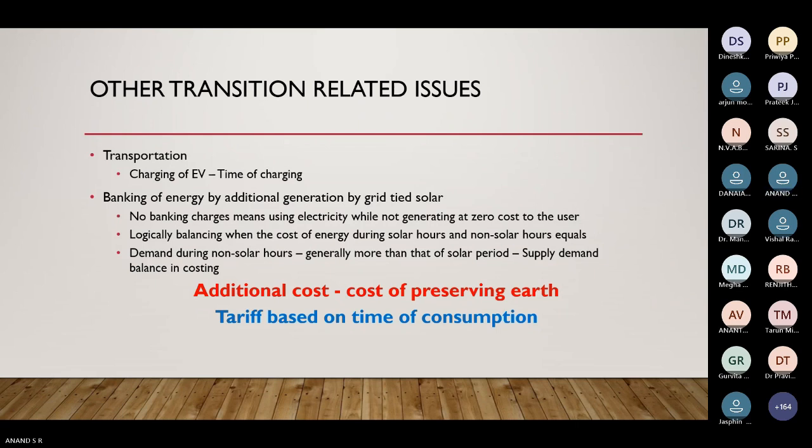Now, we have already discussed the tariff issues. The tariff would be going high. So charging of EVs is another one.